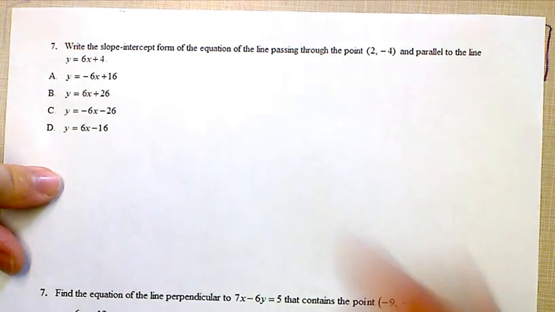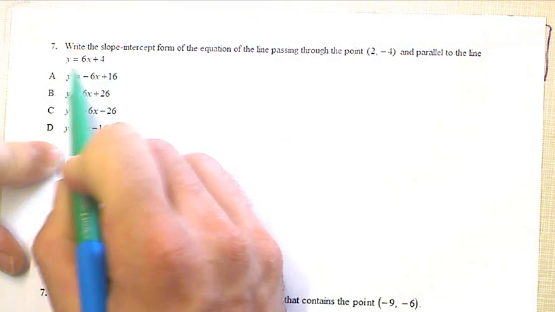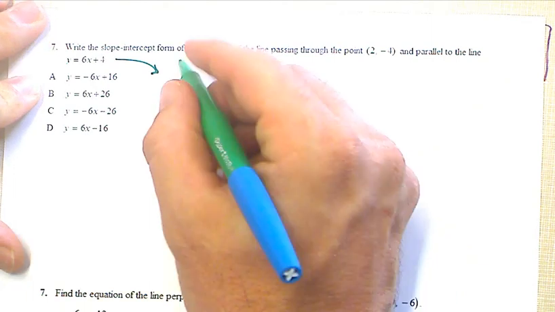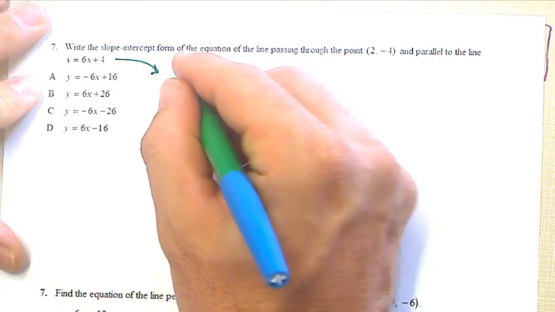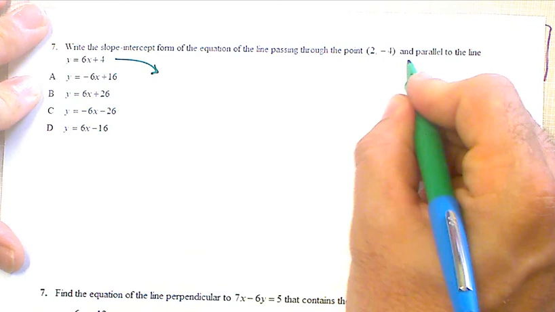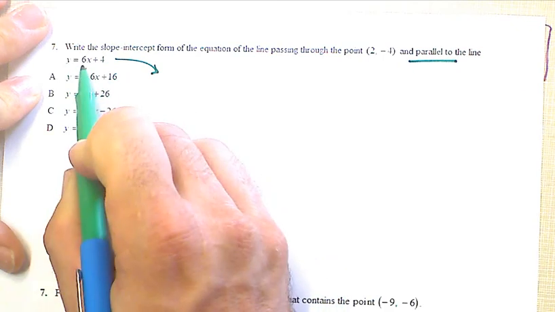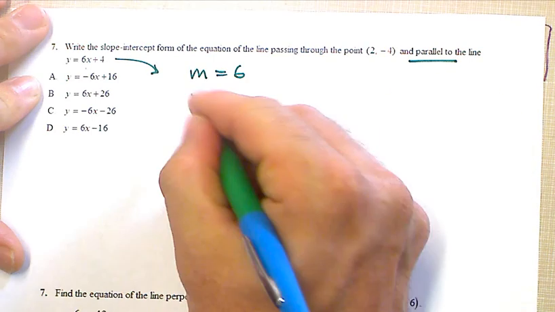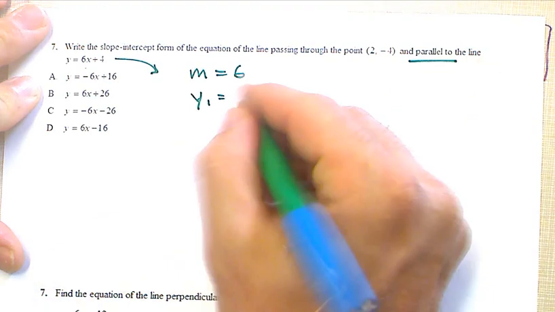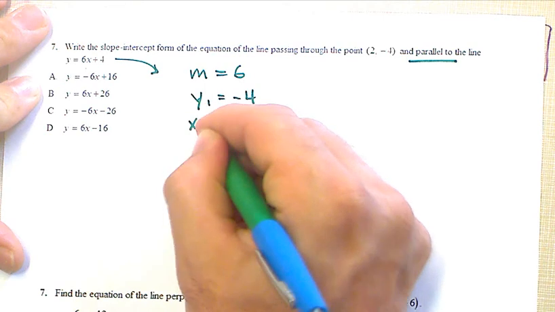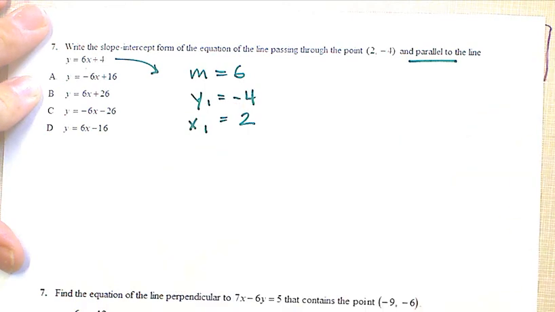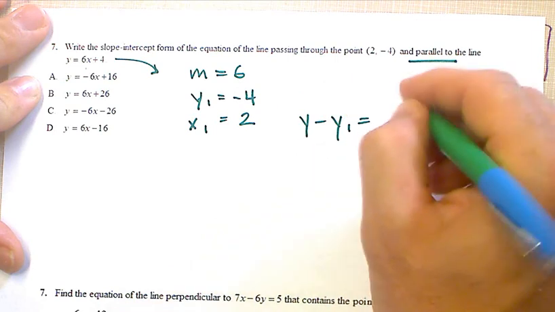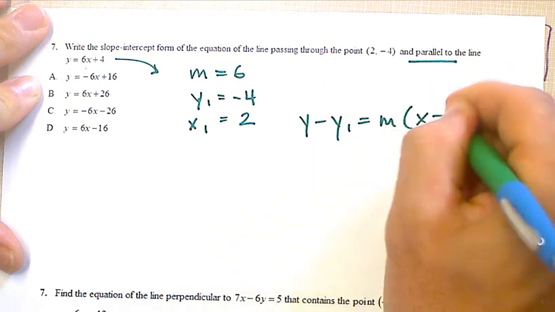Okay, so here we have one where you're not even having to change from a standard to slope-intercept. It's telling you parallel, and it's telling you that the slope is 6. So my m is going to be the same. It's going to be 6. My y1 is going to be -4, x1, 2. And then I could just use my y minus y1 is equal to m times x minus x1.